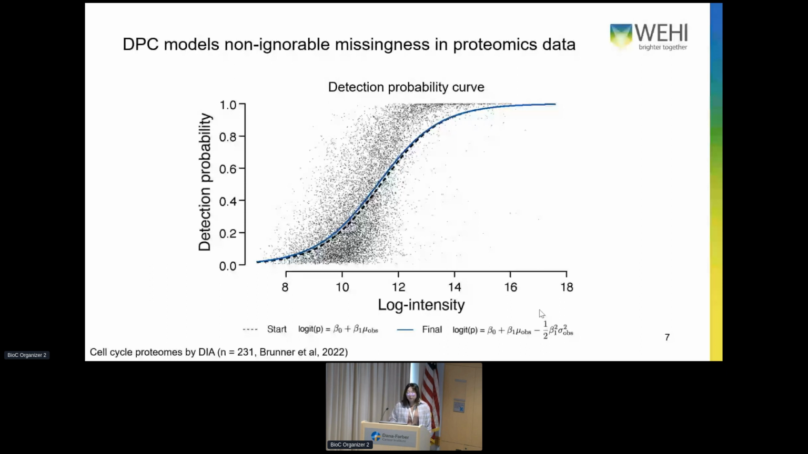The DPC part of the analysis is already available on GitHub through this repository, and we provide a very simple quick start guide to help you investigate the missing data patterns in your own proteomics data sets. Meanwhile, we also aim to release the complete pipeline on Bioconductor as soon as we can.